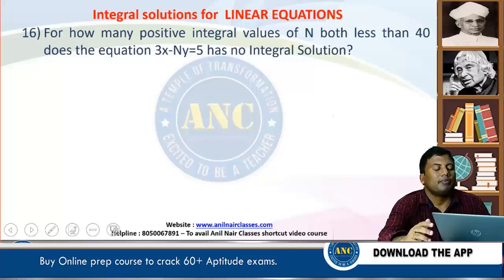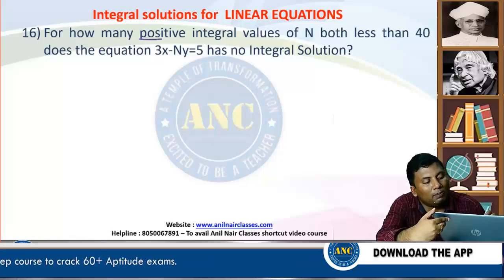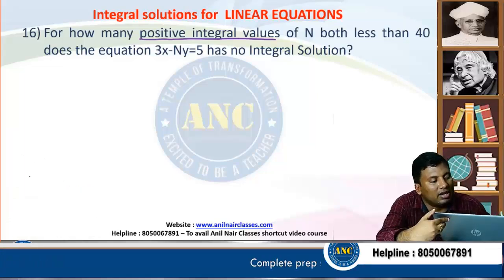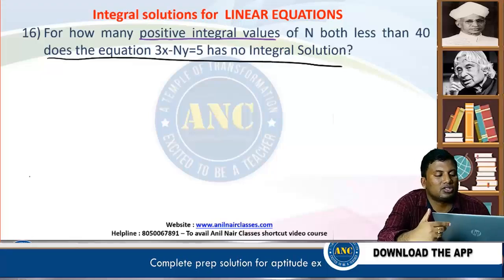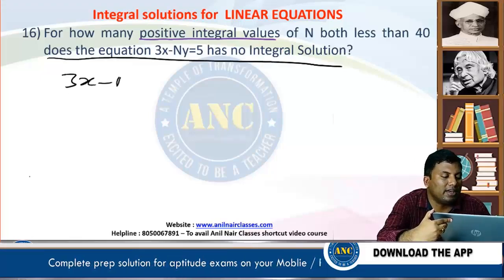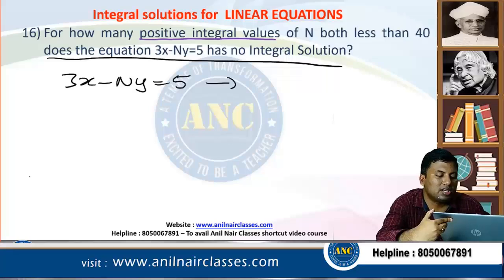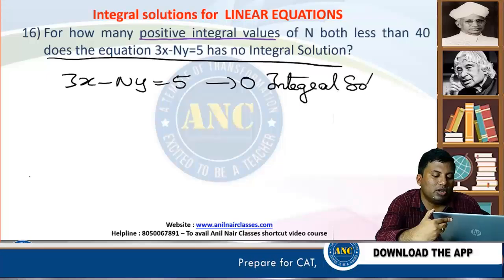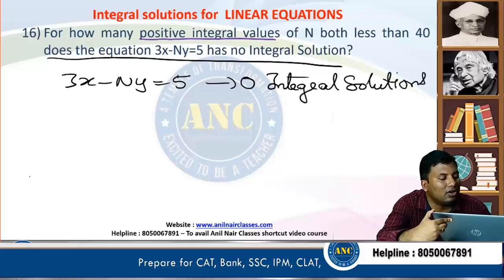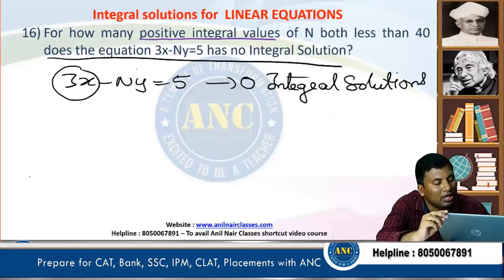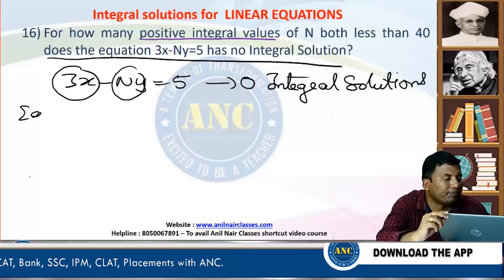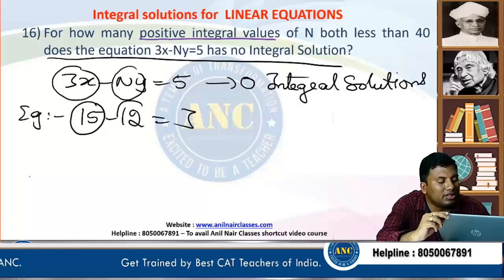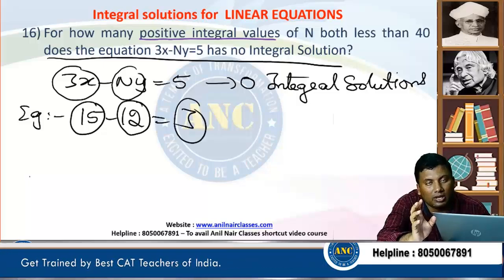16th one. For how many positive integral values does the equation 3x minus 3ny equals 5 have no integral solution? This has 0 integral solutions. When will it have 0? 3x is a multiple of 3. If n is a multiple of 3, 15 minus 12 is 3. If this is a multiple of 3, this is a multiple of 3. Answer has to be a multiple of 3.